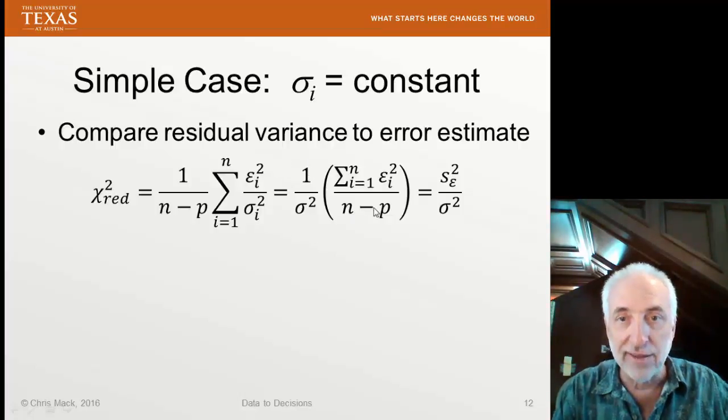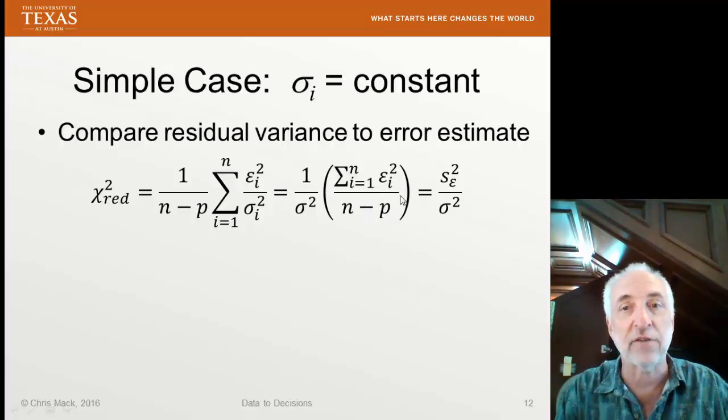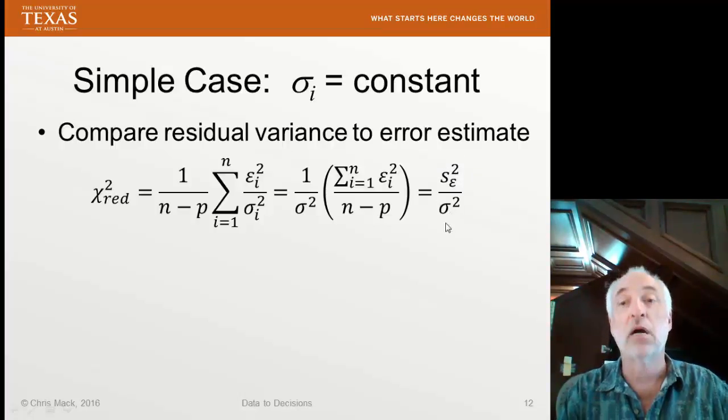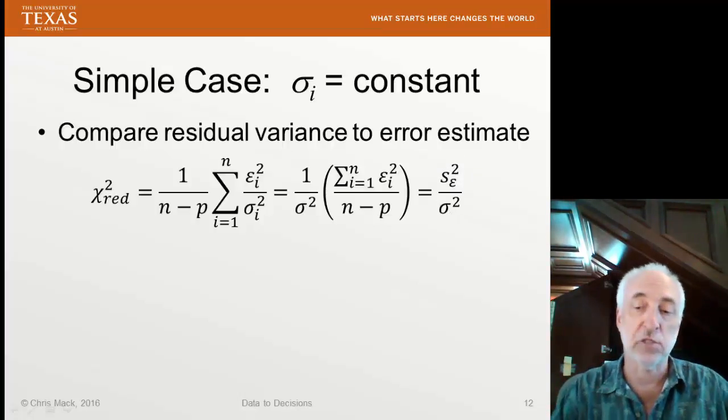And then I notice that this summation of the residual squared divided by the degrees of freedom is nothing more than the standard error of the residual squared. So in fact, the reduced chi-square is the standard error of the residuals from our best fit model divided by our measurement uncertainty estimate squared.